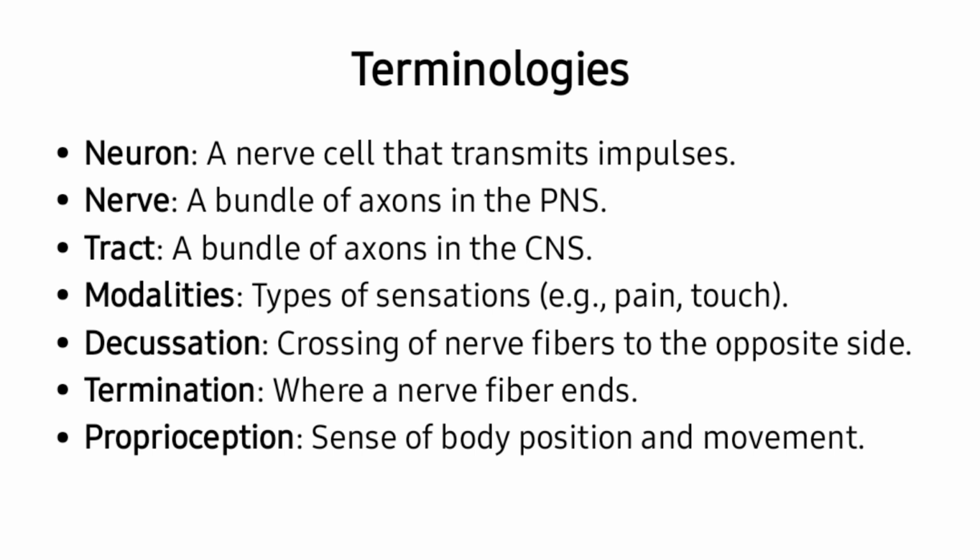You also see terms such as decussation. A decussation is basically a crossing of nerve fibers to the opposite side. Once nerve fibers cross, that is referred to as a decussation. Then a termination is where a nerve fiber ends. We'll be looking at these things when we look at the tracts: where they decussate, meaning where the fibers cross, and where they terminate, where the fibers end, such as for the descending tracts. Then another term is proprioception, which is basically the sense of body position and movement. Let me not take time on those things.